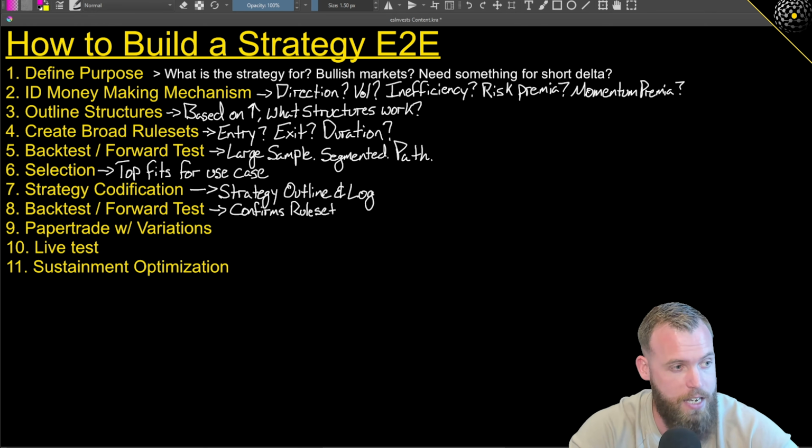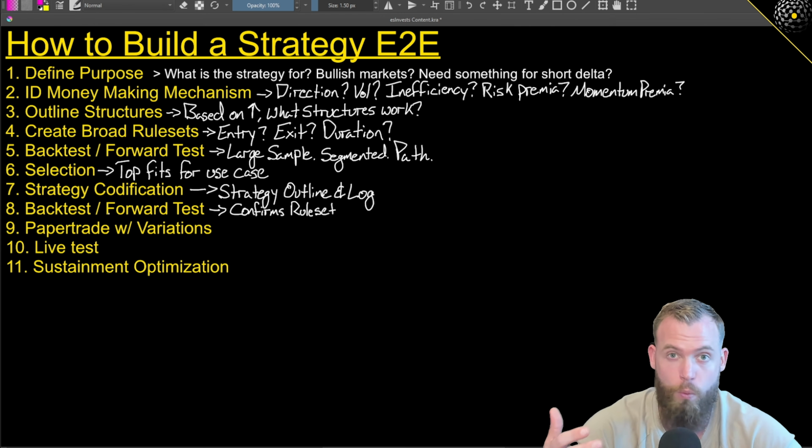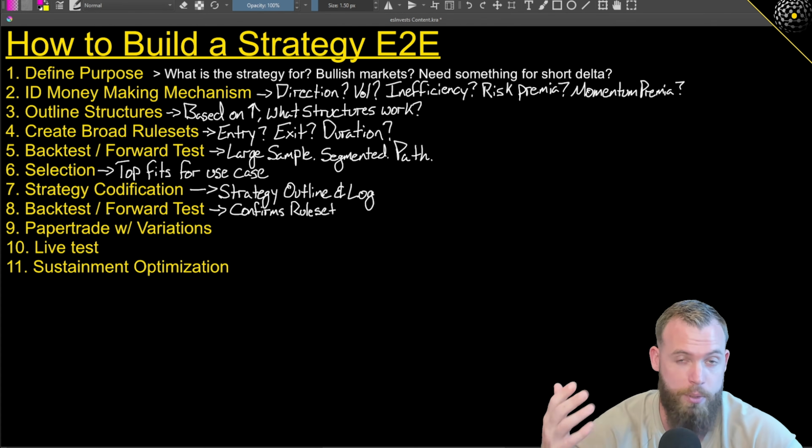So this next stage of backtesting, forward testing, it's not super time consuming, but it gives us a chance to take a look at the rule set. Now you might be thinking, how do we even backtest this stuff? There's different ways you can do that. You can either jump in a platform.